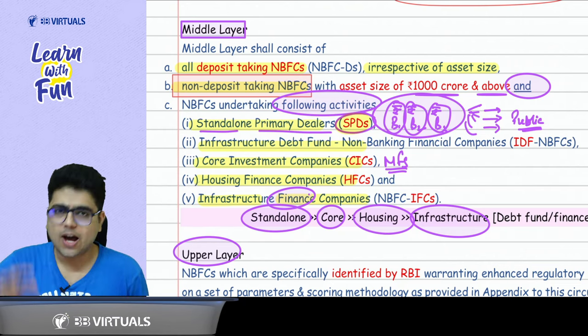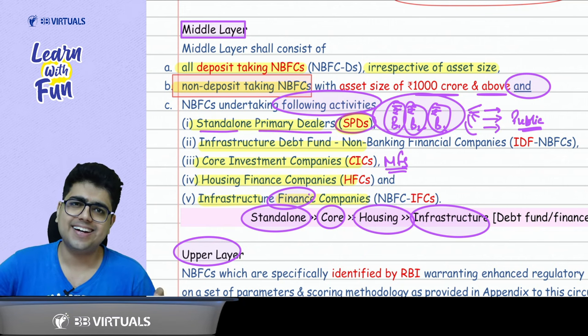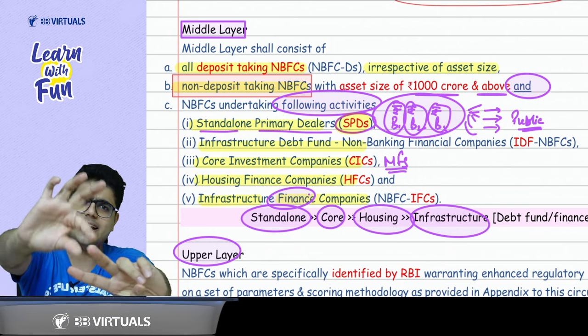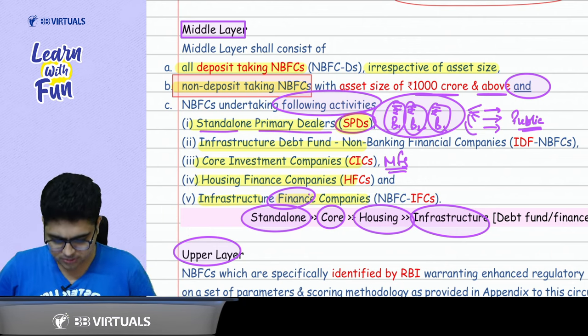Done. Now the other two layers are ultra easy. Trust me, they are ultra easy. If you are done with the first two layers, that is the base layer and the middle layer, you need not worry about the other two. Let's see what they talk about.